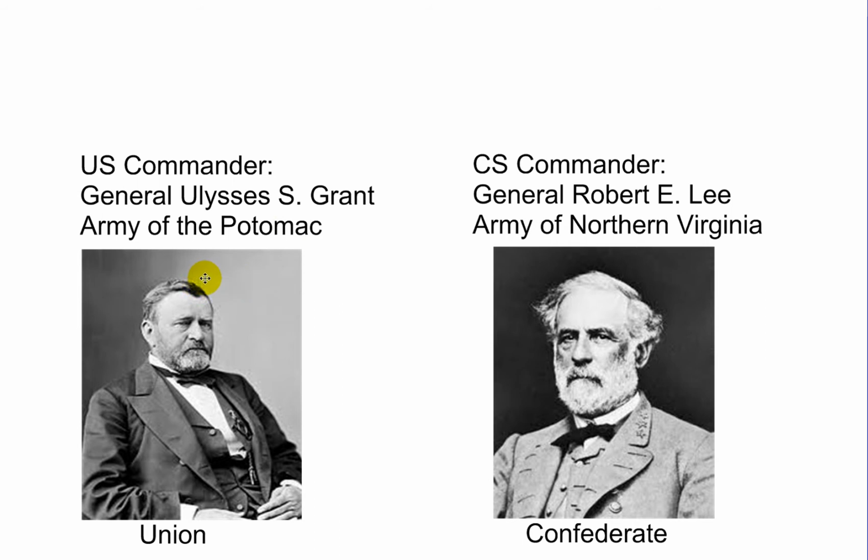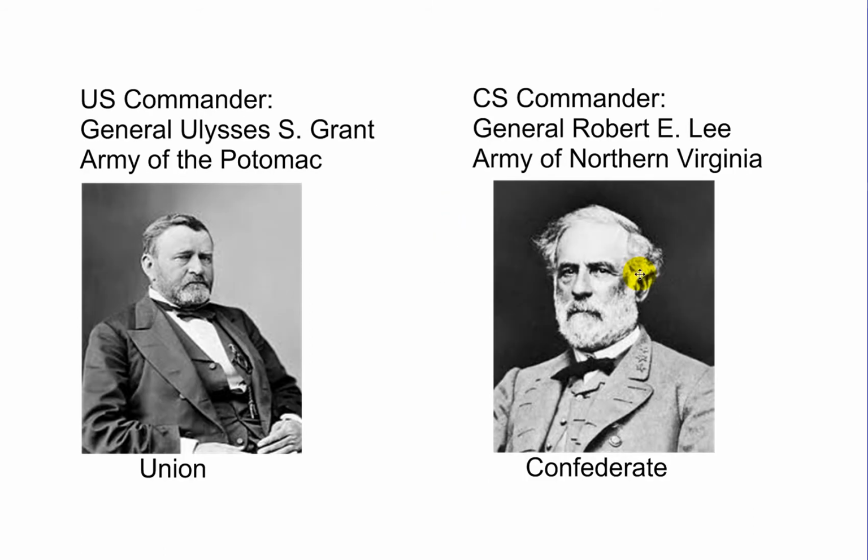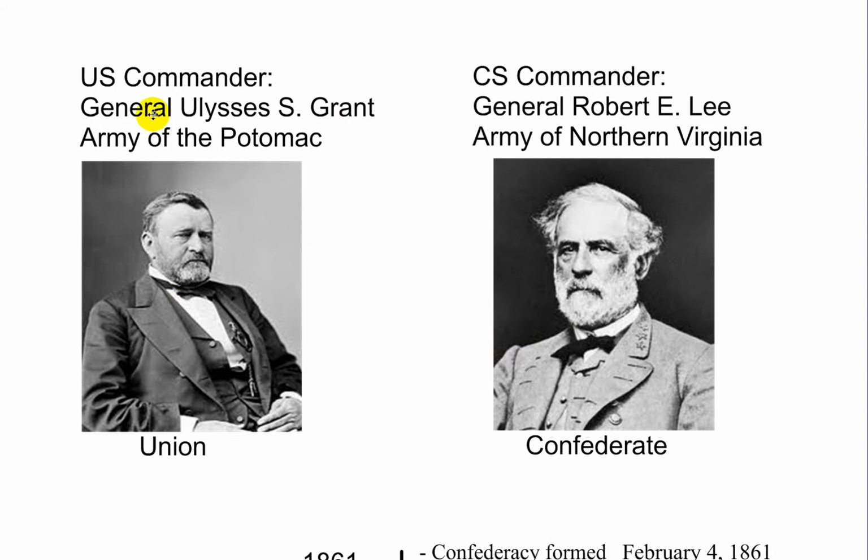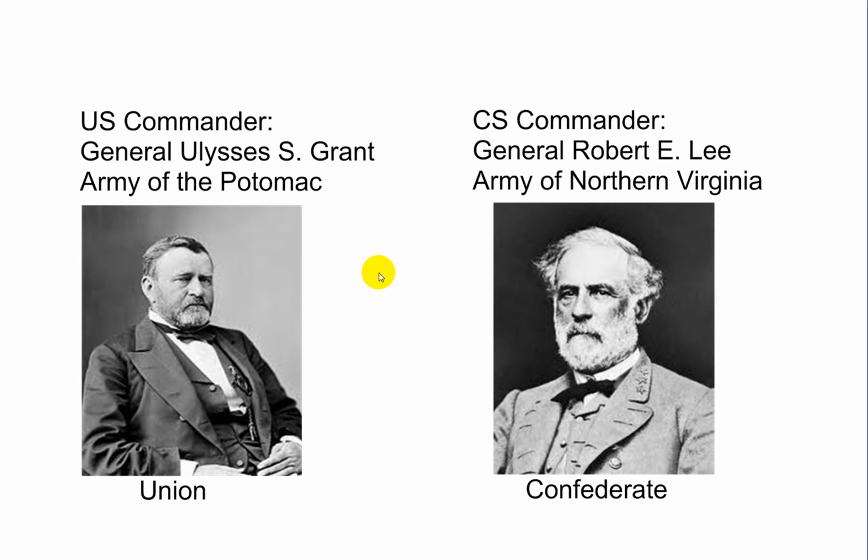This guy is called Ulysses S. Grant, and he was the U.S. general, commander of the Army of the Potomac. The Army of the Potomac was the Union army mostly engaged with the Confederates. The CS commander, General Robert E. Lee, was the commander of the Army of Northern Virginia, and later on he became commander of the whole Confederate Army. These two armies, the Army of the Potomac and the Army of Northern Virginia, were probably the two armies of the two sides mostly engaged with each other.